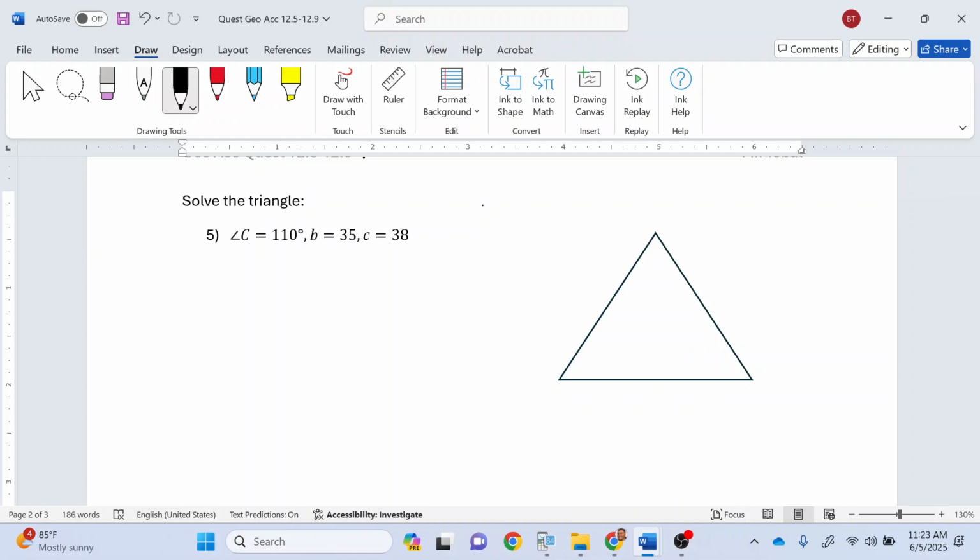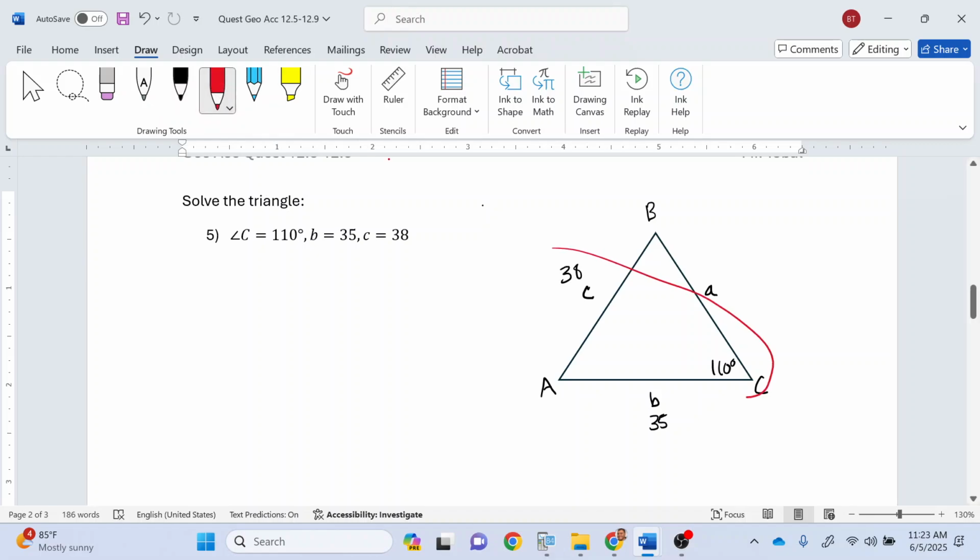So in every triangle, the angles are the capitals, so A, B, C. And the lowercases are the sides across. So this would be lowercase a, this will be lowercase b, this will be lowercase c. In this scenario, I know this angle is 110 degrees. I know lowercase b is 35. And I know lowercase c is 38.